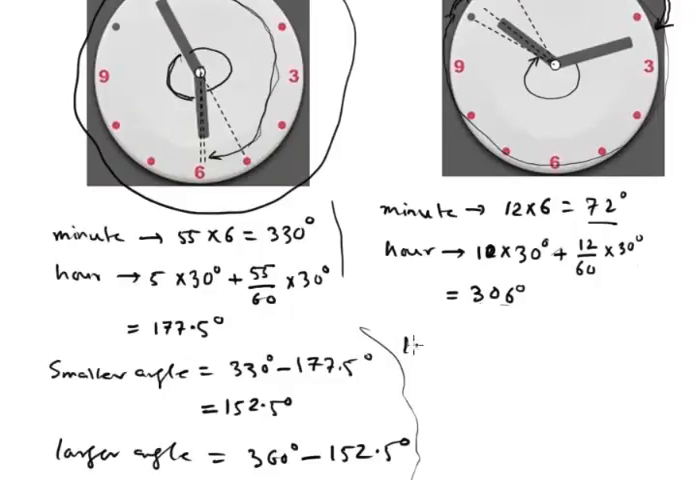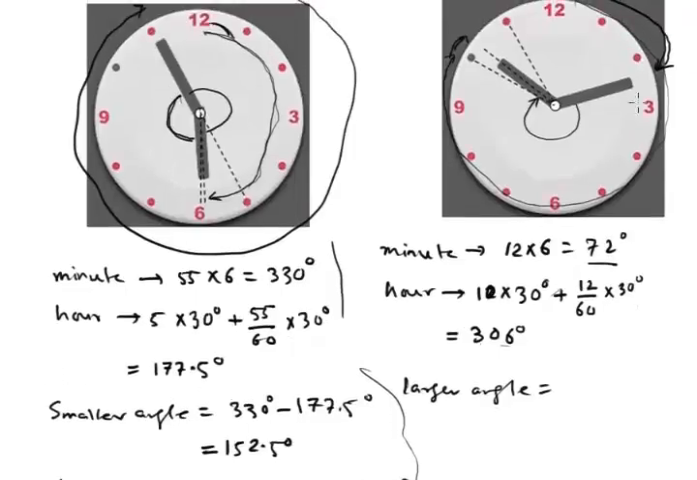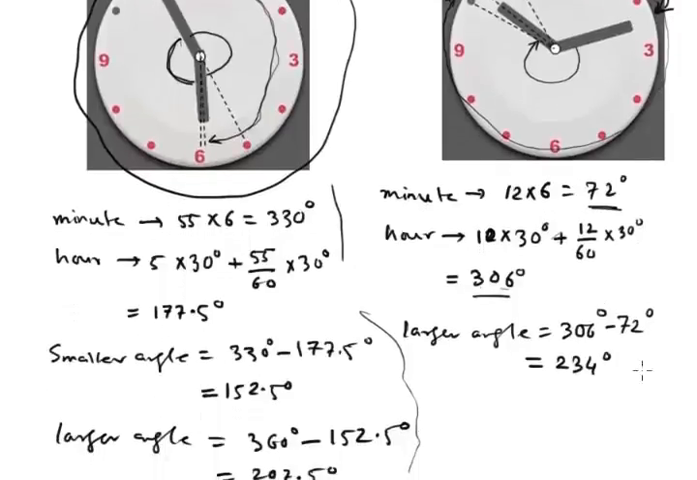The larger angle is this total angle minus this minute angle. So now here we will subtract the minute angle from our angle. So it will be 306 degree minus 72 degree, which is 234 degree.